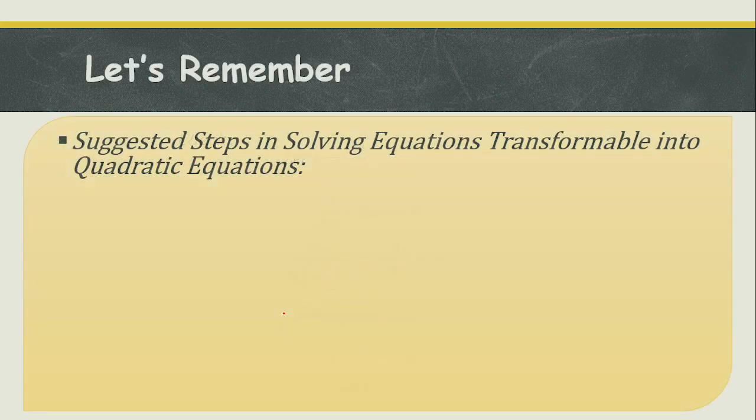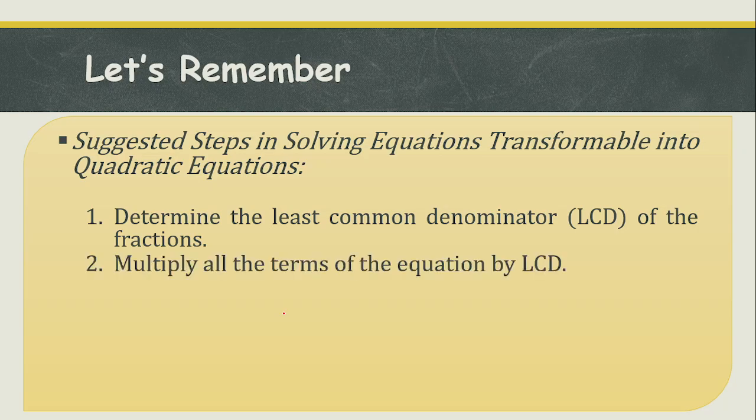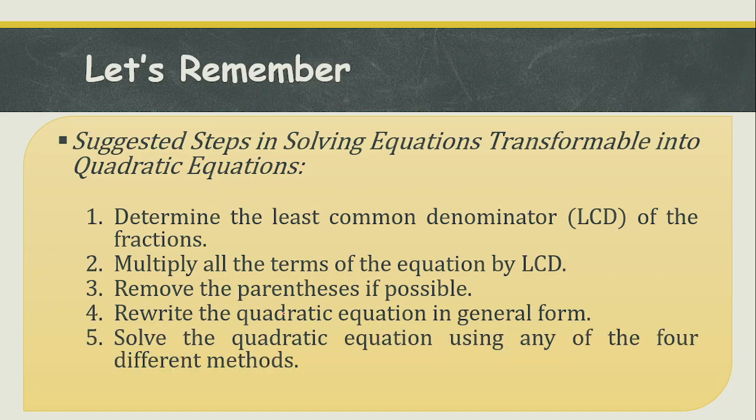So let's remember again, here are the suggested steps in solving equations transformable into quadratic equations. Number 1, determine the least common denominator or the LCD of the fractions. Number 2, multiply all the terms of the equation by the LCD. Number 3, remove the parentheses if possible. Number 4, rewrite the quadratic equation in general form. Number 5, solve the quadratic equation using any of the 4 different methods. And number 6, check the answer.